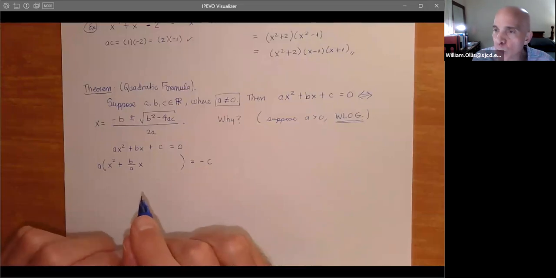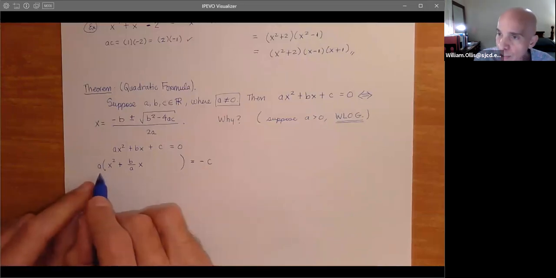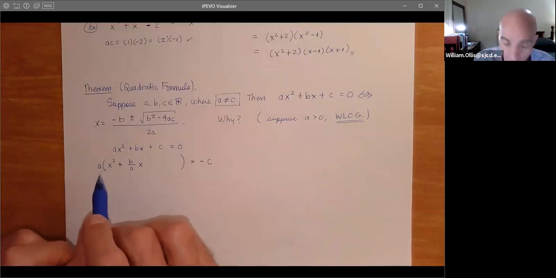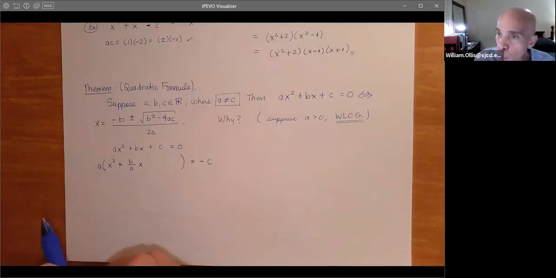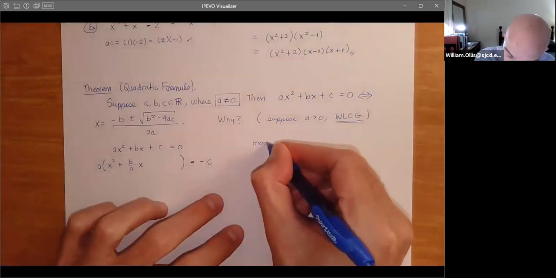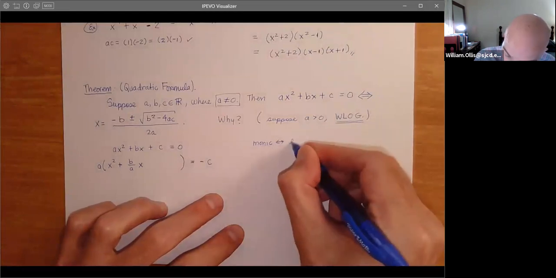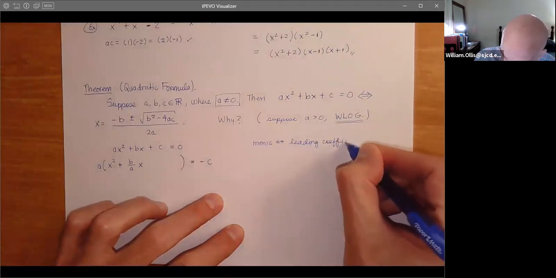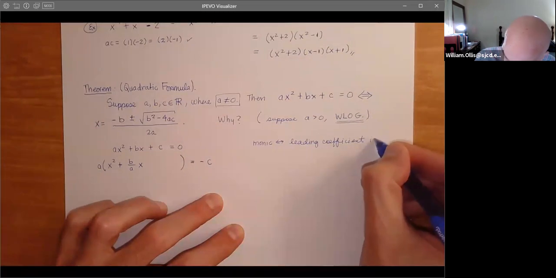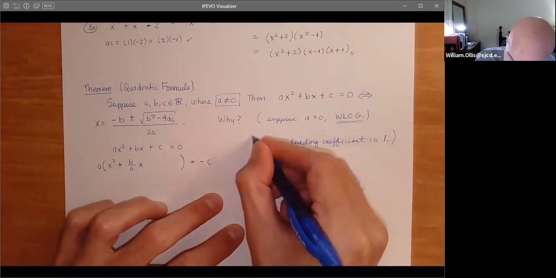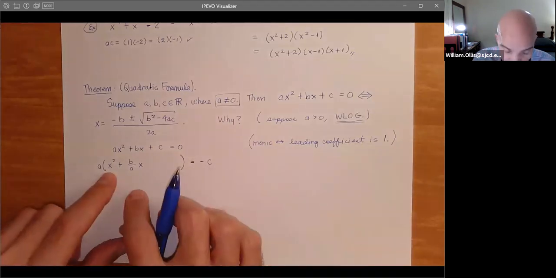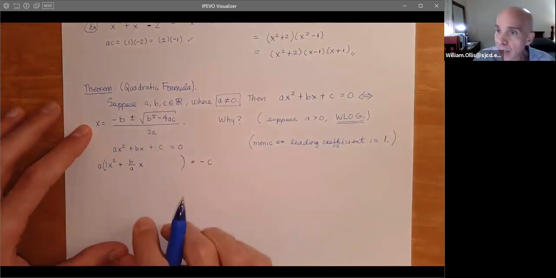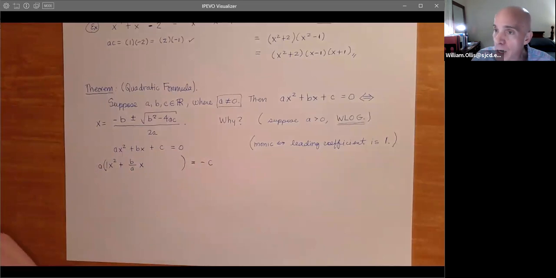Now, the one thing that we do when we complete the square was what I actually did over here. We want a monic polynomial. When we say monic, what we mean is that the leading coefficient is 1. And the beauty of that is that as we factor this A, we can see now that we have a leading coefficient there of 1. And that makes the completing the square process much easier.